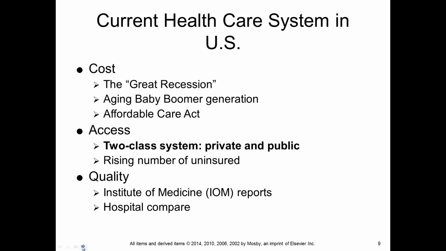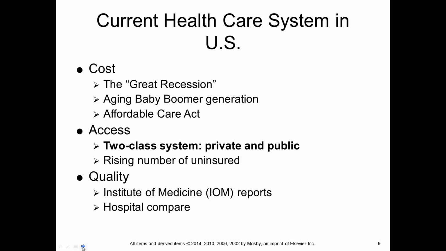Current healthcare system in the U.S.: the cost. The Great Recession, we might have even called it a Great Depression, that we had around 2007 to 2012, and we still have not recovered from yet. 7 million people lost jobs. That means 7 million people lost insurance for at least some period of time. We have the aging baby boomer generation, where we have increased Medicare enrollment. And then we have the Affordable Care Act that we don't know. We know there's some positives, we know there's some negatives, and we don't know exactly what all is going to happen yet. This is an important concept for this lecture. There is a two-class system for access to care.